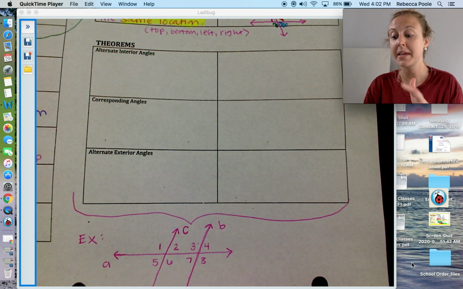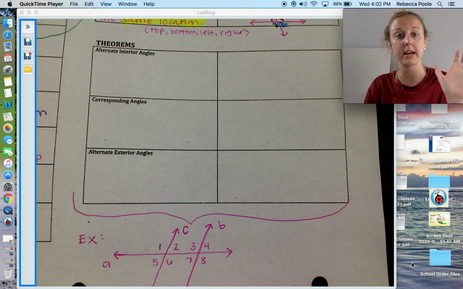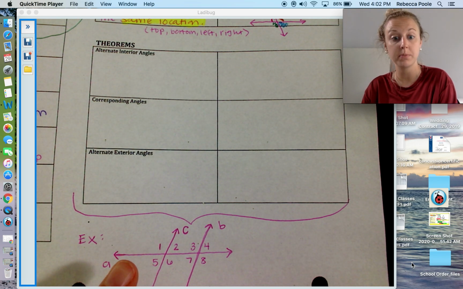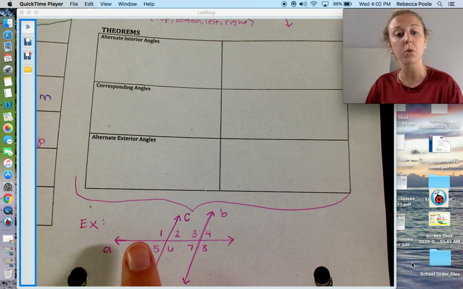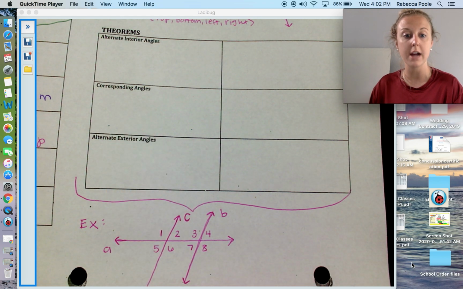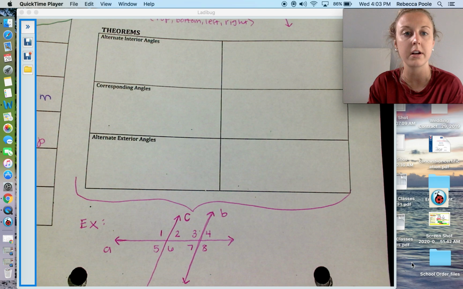Hey guys, so in this second video, we're talking about how we use those different types of angles and their relationships to actually find all of the angles in a problem, okay? So the first thing I want you to do is copy down this example down here. We're gonna use this example for all three of these theorems, all right? So I'm gonna give you a second, copy this down, and then we'll get started on the theorems.